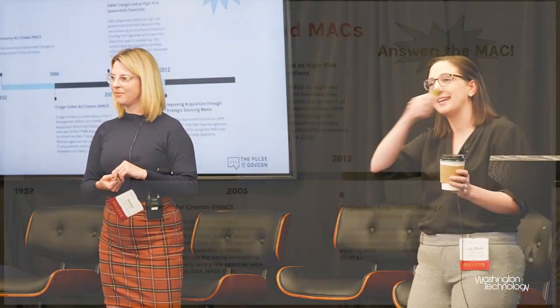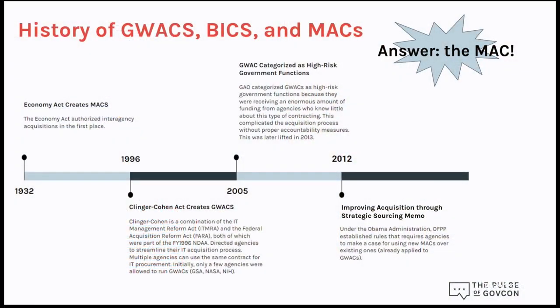So then, if we have all of these terms, what's the timeline? What came first, the chicken or the egg? What came first, the GWAC, the MAC, or the BIC? Well, here is the history. Here's the timeline. So this is 1932 through 2012, and then we get into 2014 on the next slide. So the Economy Act created the MACs, and that was in 1932. So in terms of trying to figure out what term came first, it was that one. And that authorized interagency acquisition in the first place.